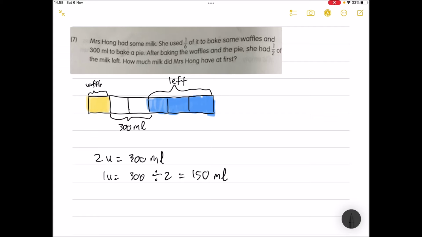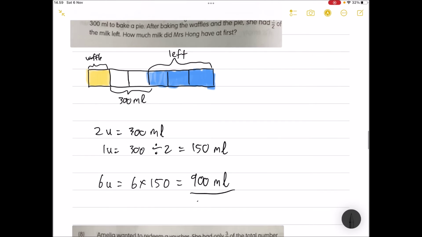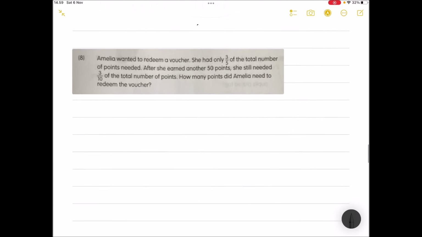That is 1 unit. Remember the question asks how much milk did Mrs. Hong have at first. So what we want to know is the 6 units, because that's what she had at first before making waffles or baking the pie. So 6 multiplied by 150, and the answer that we get is 900 milliliters. That's how much milk Mrs. Hong had at first. So Mrs. Hong had 900 milliliters of milk at first. Let's go to number 8.